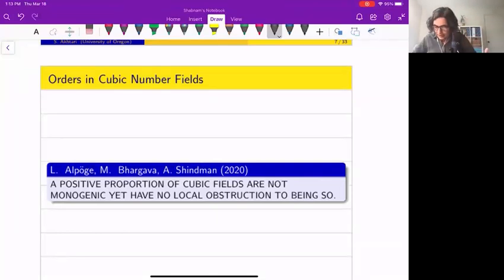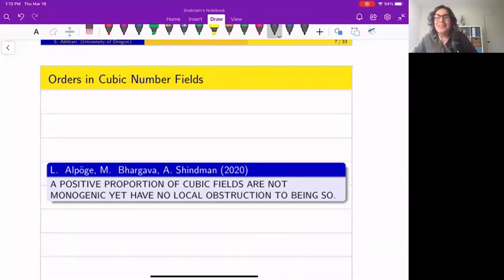And I think that many people conjecture that most orders are not monogenic, but they do have a nice proof to say that a positive proportion of them, and they order their orders by their discriminants. So they prove that a positive proportion of them are not monogenic at all. And for that reason, many of you might not be very interested in monogenic orders, because if you actually believe there are not so many of them, why would I prove anything about them?